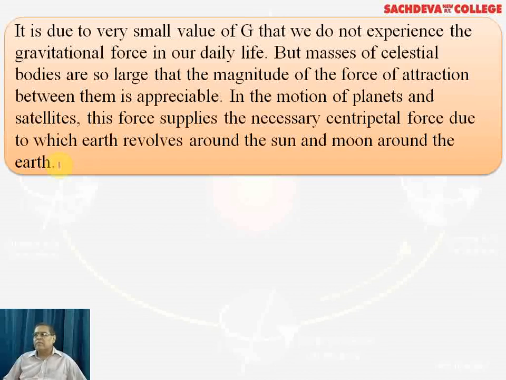So we equate m v square over r to G m1 m2 by r square, and from this we get the value of orbital velocity. So the velocity of the planet around the sun can be estimated, and this is the orbital velocity around the sun. But if a satellite is moving around the earth, then that is called the orbital velocity of the satellite. In the same way, the gravitation between earth and moon provides the necessary centripetal force to the moon so that it revolves around the earth.